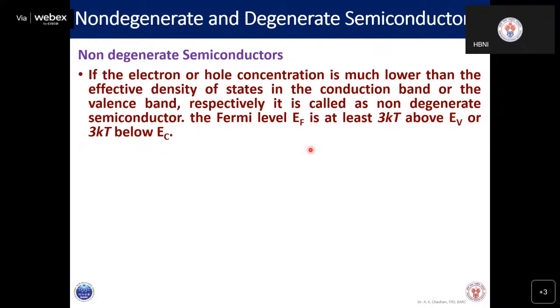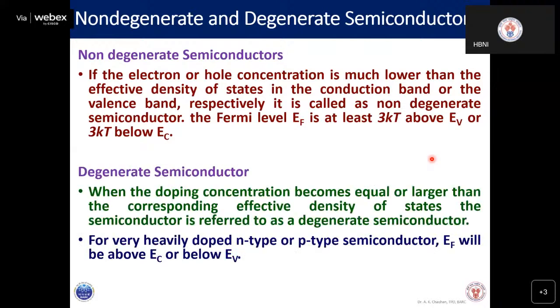The Fermi level should be at least 3 kT above the EV value, or 3 kT below the EC value. EC is the energy corresponding to the bottom of the conduction band, and EV is the energy corresponding to the top of the valence band. Non-degenerate means the number of available electrons is very small compared to the total number of energy levels which are available.